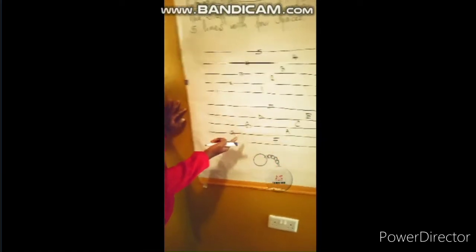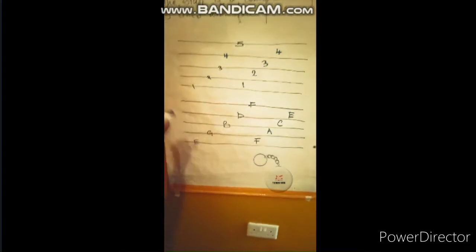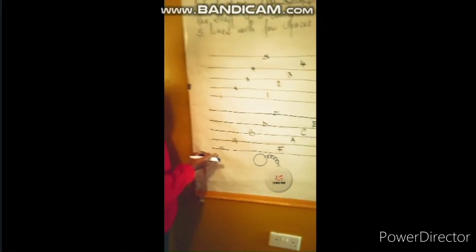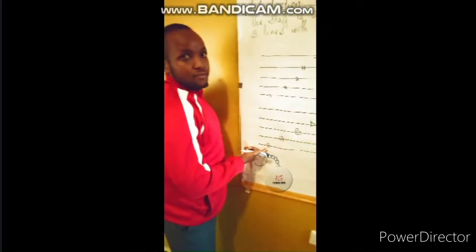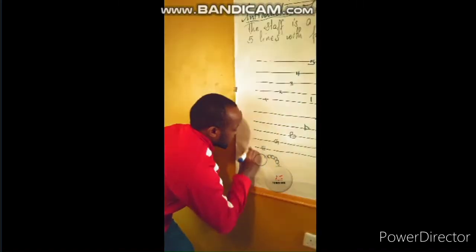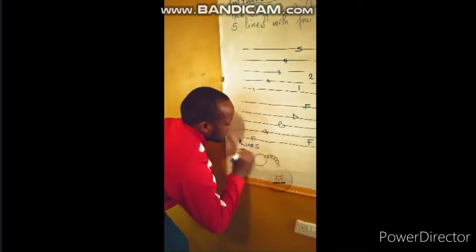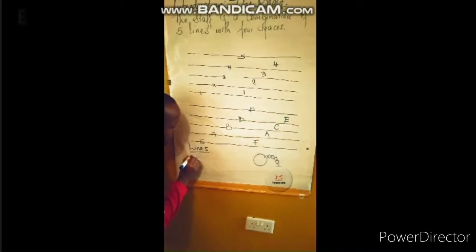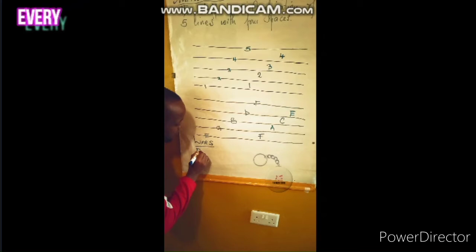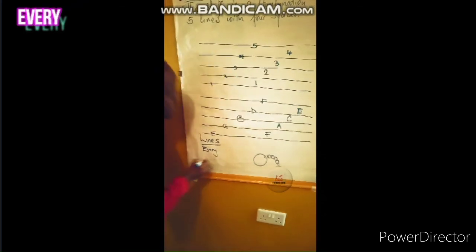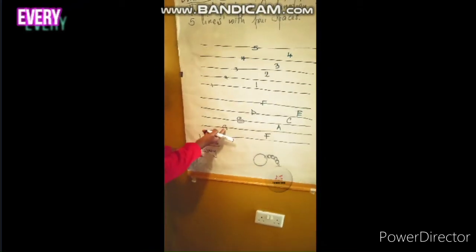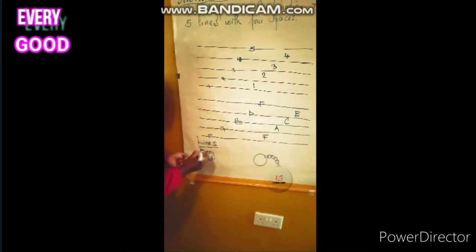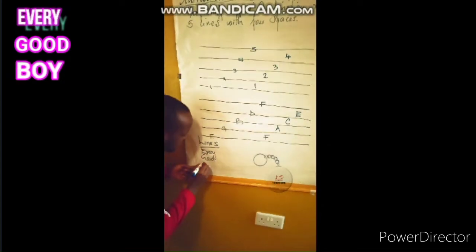We memorize these lines as follows. From below, we start with the first line from below. E for the word every. This is the mnemonic memory for the lines. The first E from below is every. The second line is good. The third line is boy.